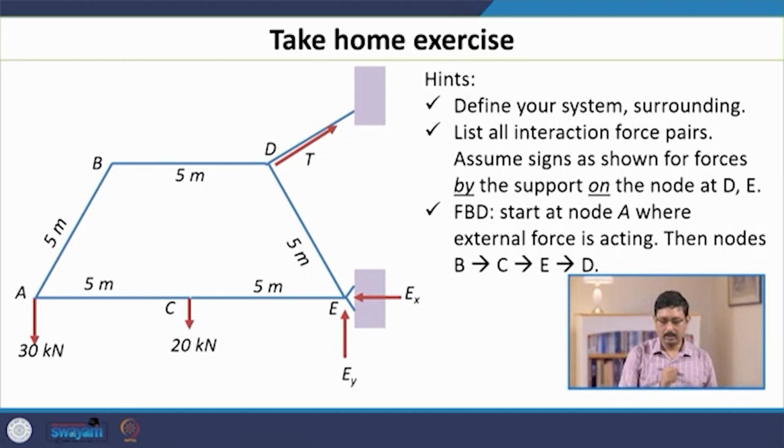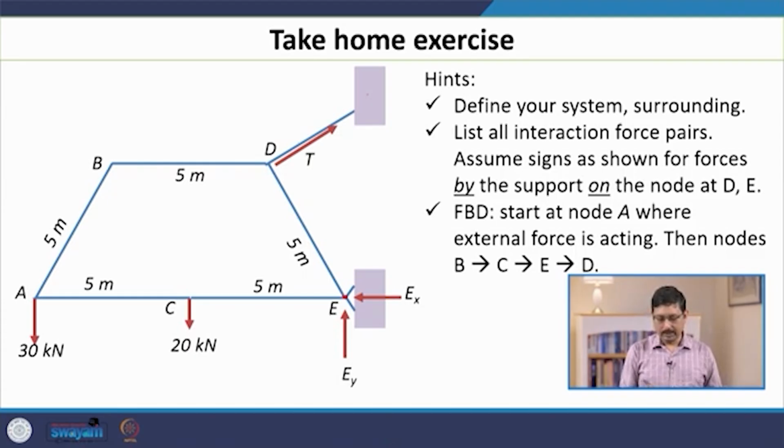So, first, define your system as before and the surrounding. Let us say you take the entire structure ABDECA as your system, and that will give you an idea of what are the external forces acting on this framework or the bridge. So, there is of course the force T, which is because of the support, and then there are other forces due to the other support at the node E.